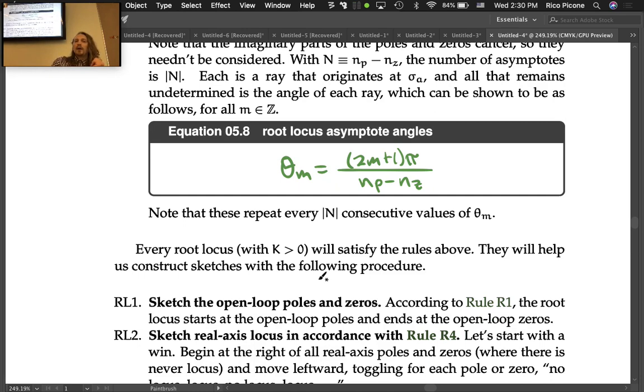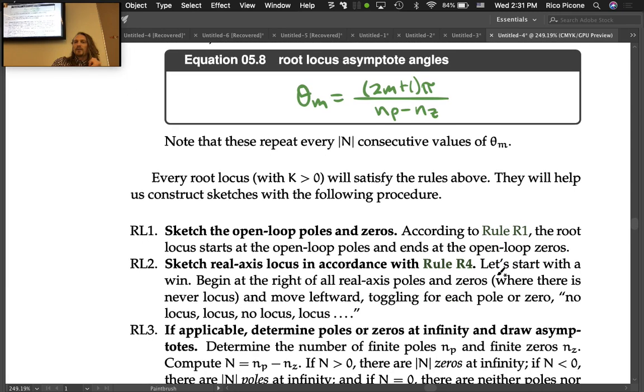Okay, every root locus with positive gain will satisfy the rules above. They will help us construct sketches with the following procedure. Those rules are the only rules we're going to consider. There are other rules that you can consider to refine your sketch, and they'll be in the textbook if you so desire. I don't think it's particularly useful to get a lot more detailed than this, though.